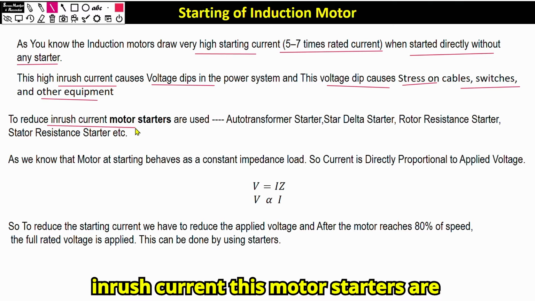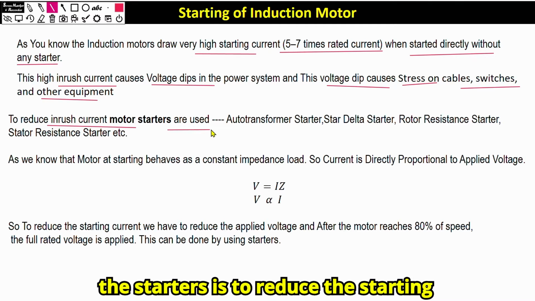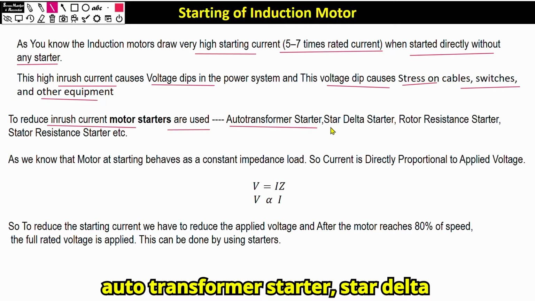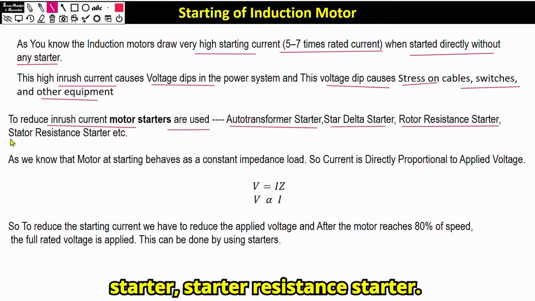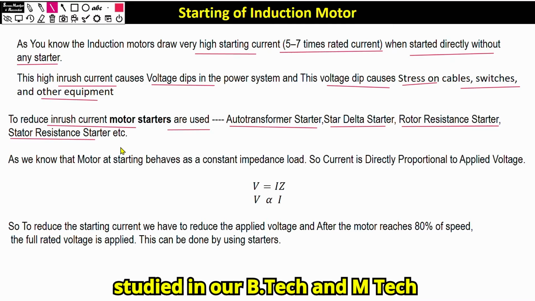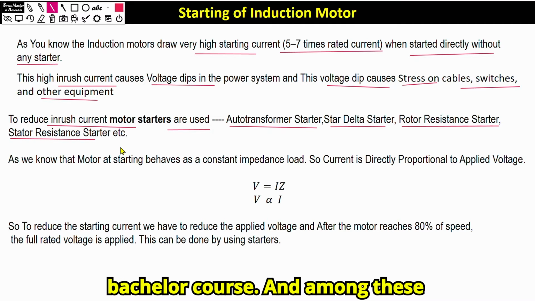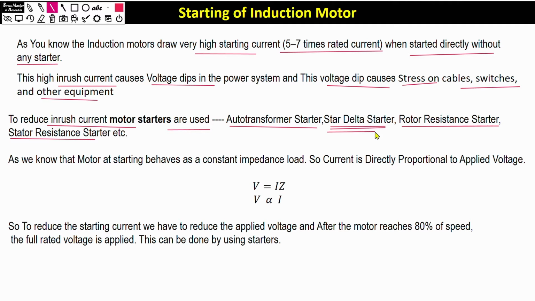To reduce the inrush currents, motor starters are used. So our main purpose of using the starters is to reduce the starting current. The various starters used are auto transformer starter, star delta starter, rotor resistance starter, stator resistance starter. These are the main starters which I have studied in our BTech and MTech course, or bachelor's and master's course. And among these starters, the most commonly used starter is the star delta starter.